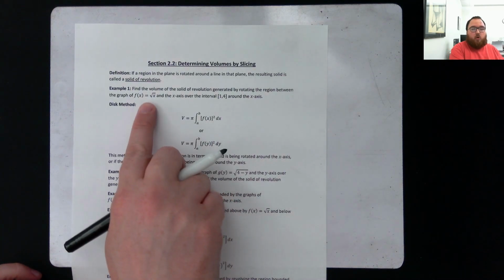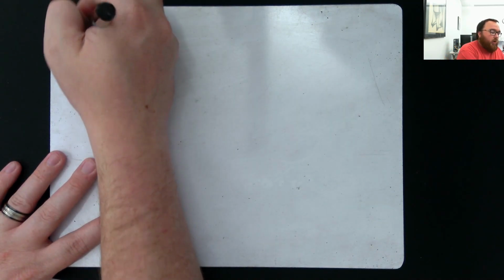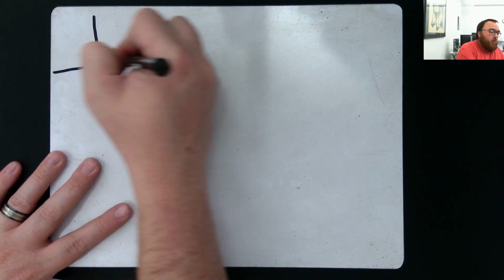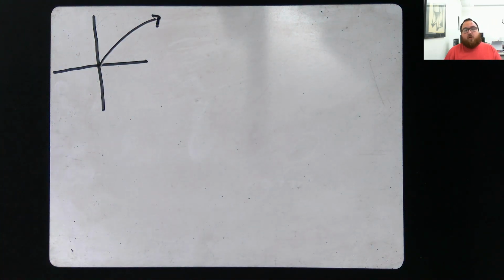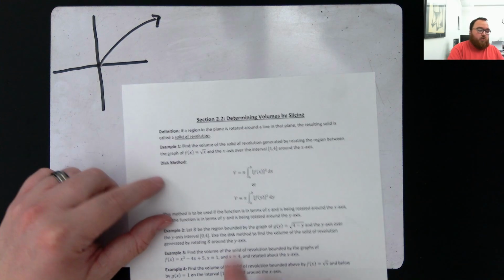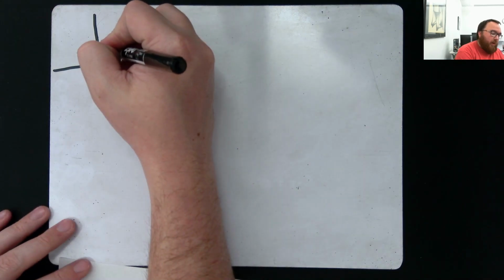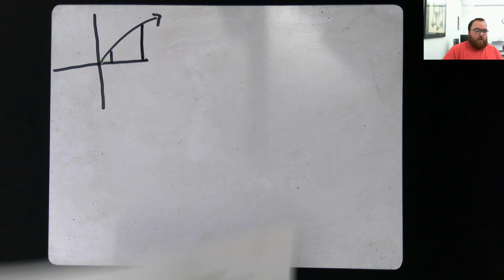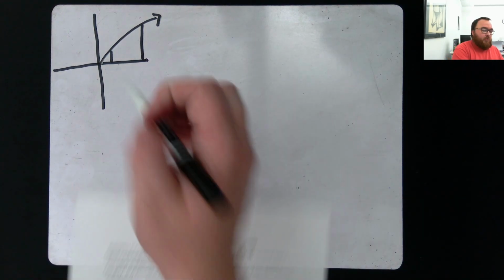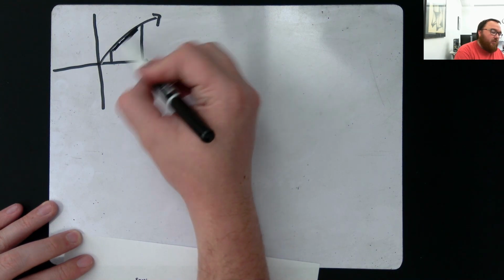So the function I'm going to work with is the square root of x. If you remember from pre-calculus, or whatever class you had where you learned how to graph, the graph of square root of x looks like this. So I'm taking that graph from 1 to 4. So 1 can be right here, 4 can be right here, and it's bounded by the x-axis, which means I'm just going to stop right here. So that means I'm taking this region right here.